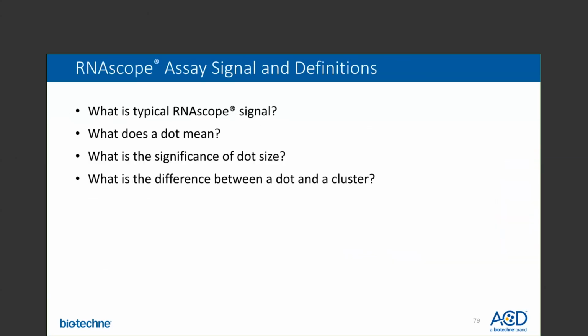Some frequently asked questions we get from customers include, what is a typical RNAscope signal? What does a dot mean? Does dot size really matter? Why do I sometimes see a cluster versus a dot? So we'll address these questions next.